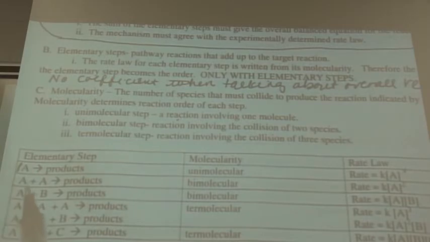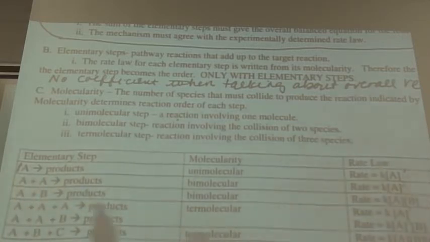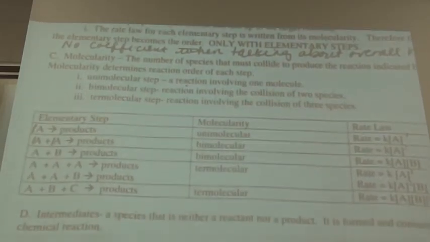Now, if this elementary step has these two things colliding in order to make a reaction, that would be bimolecular, and the rate law would be equal to the rate constant times the reactant. Both reactants are A, based on their coefficients. 1 plus 1 is 2. So molecularity isn't anything like molality or molarity? No, not at all. Okay, good.